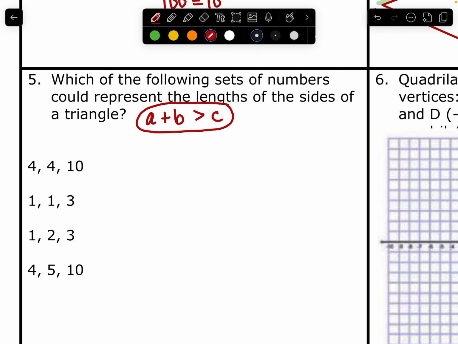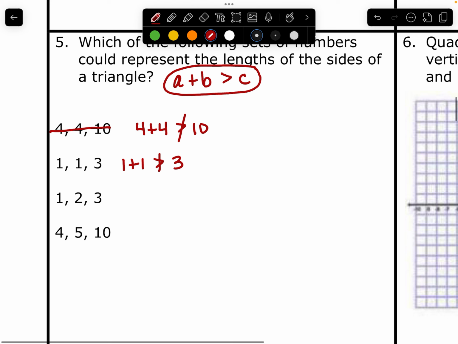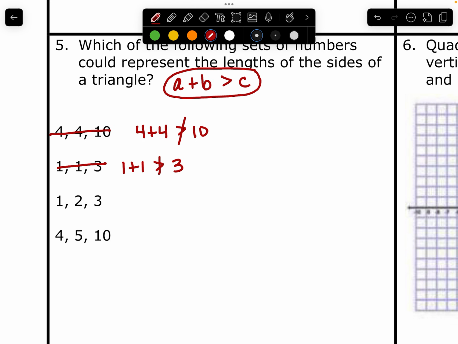So here we'll go 4 plus 4. Is that greater than 10? No, 8 is not greater than 10, so this would not work. Then we got 1 plus 1. Is that greater than 3? No, 2 is not greater than 3, so that wouldn't work. Then we got 1 plus 2. Is that greater than 3? It's equal to 3, but it's not greater than 3, so that wouldn't work. Then we got 4 plus 5. Is that greater than 10? No, 9 is not greater than 10. So none of these would actually work.